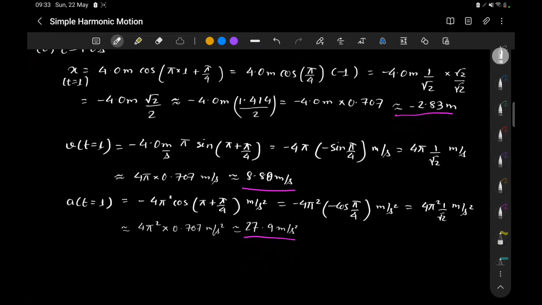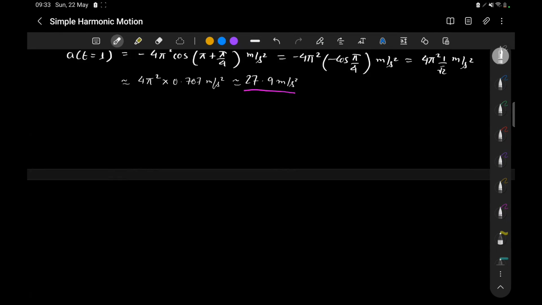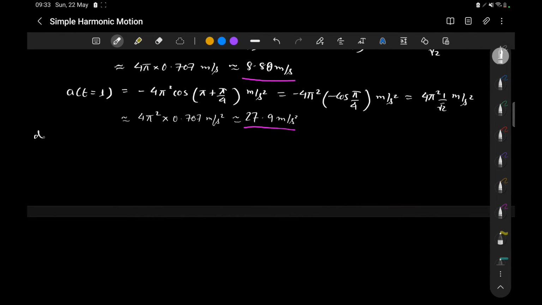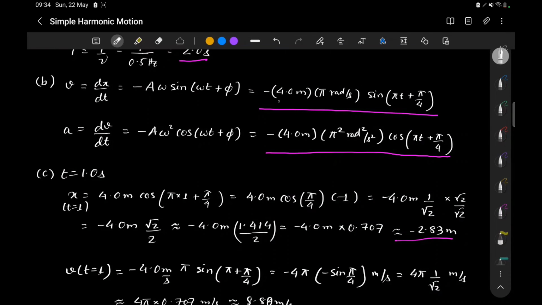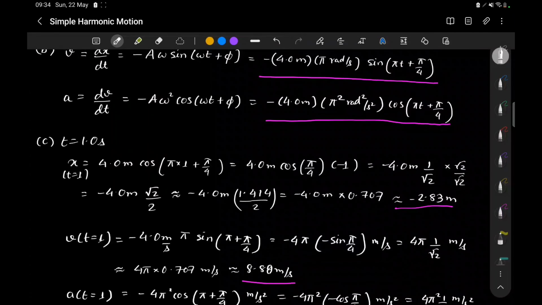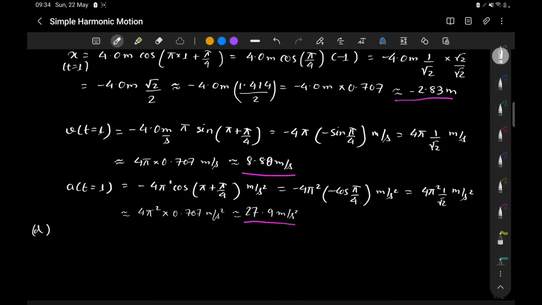The next part asks us to find the maximum speed and maximum acceleration. If you look at the expressions for velocity and acceleration, the maximum would be when sine and cosine take the value 1. So maximum would be the amplitude of the velocity and acceleration functions. That is simply 4 pi meters per second for velocity and 4 pi squared meters per second squared for acceleration.